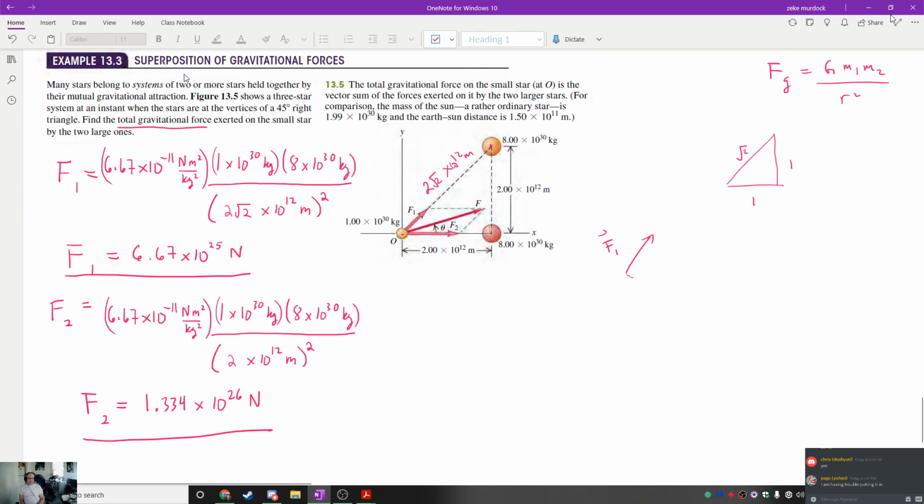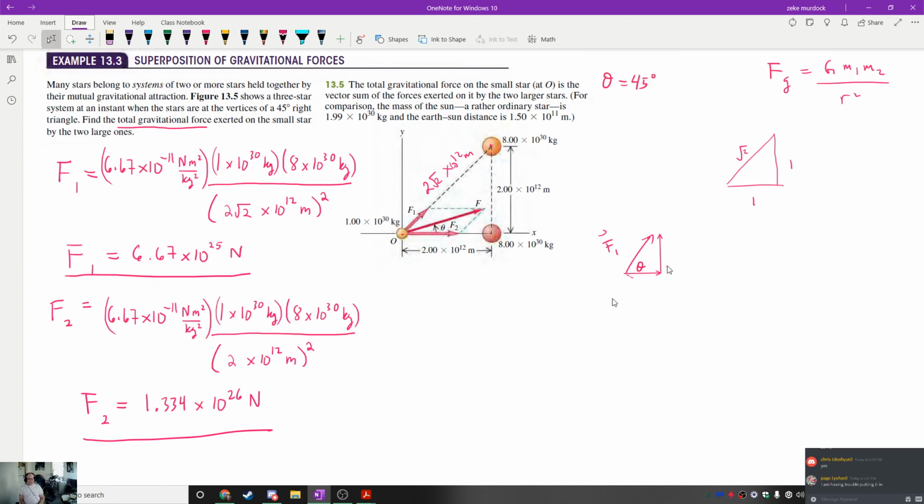Our F1 can be broken up into components. One component goes this way, and another component goes straight up. So F1 could be broken up into components like this. The angle right here would be theta, and we said in the problem that theta was equal to 45 degrees. So this side is going to be F1 times the sine of theta, and this is going to be F1 cos theta.